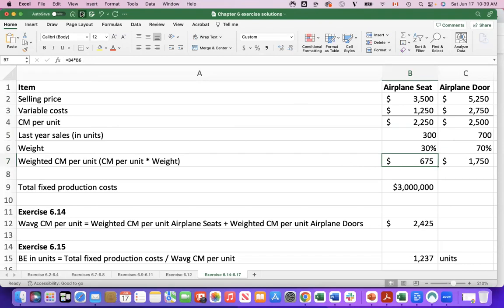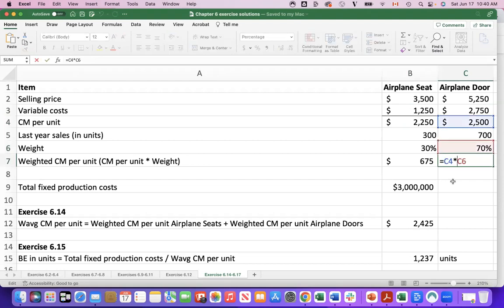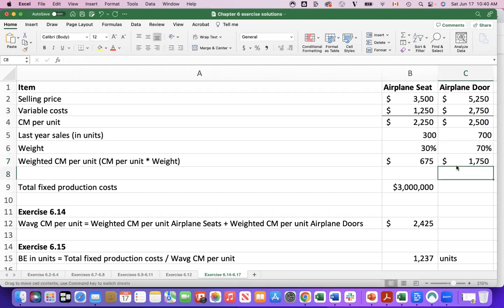And we're going to do the same exercise for the door. We're going to calculate its contribution margin per unit, which is the selling price of $5,250 less the variable cost of $2,750, which gets us a contribution margin per unit of $2,500. It made up 70% of the volume of units sold, so we'll apply a weight of 70% to it. So to get its weighted contribution margin per unit, we take its individual contribution margin per unit, which was $2,500, multiplied by 70%. So its weighted contribution margin is $1,750. Total fixed production costs, they told us, was $3 million.